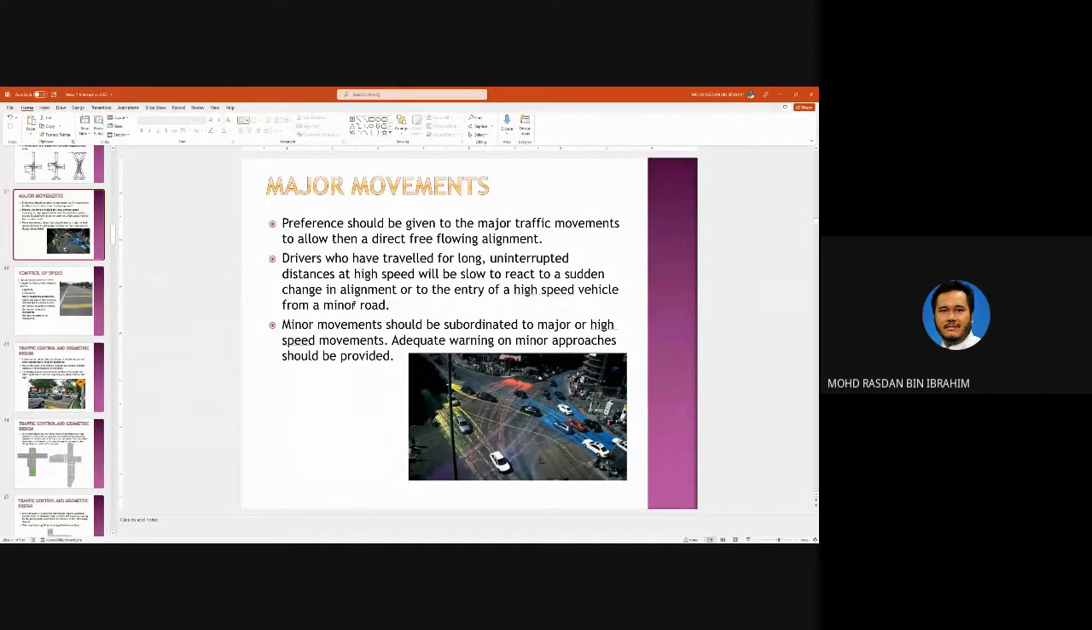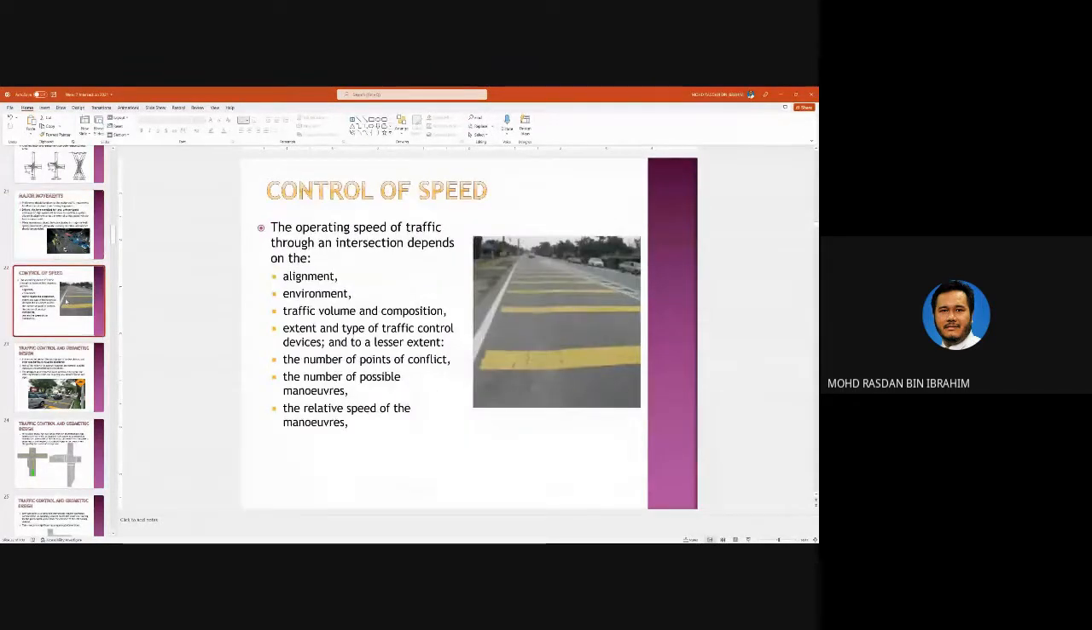Minor movement should be subordinated to major high-speed movement. Of course, you have two roads. Normally, one road is major, one road is minor. So minor movement should be subordinated to the higher speed movement, and adequate warning on minor approaches should be provided. Control speed: the operating speed of traffic through an intersection depends on the alignment, environment, traffic volume and composition, extent of traffic controls, and so on. This is more or less the list of what I've explained to you just now.